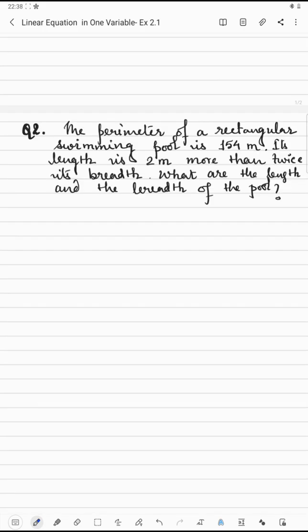Now in the next question we have the perimeter of a rectangular swimming pool. Suppose this is the swimming pool which is in rectangular shape. Okay, this is the swimming pool. Now it is said that the perimeter of a rectangular swimming pool is 154 meter. Perimeter means the boundary. Means if you measure the boundary, then we will get 154 meter.